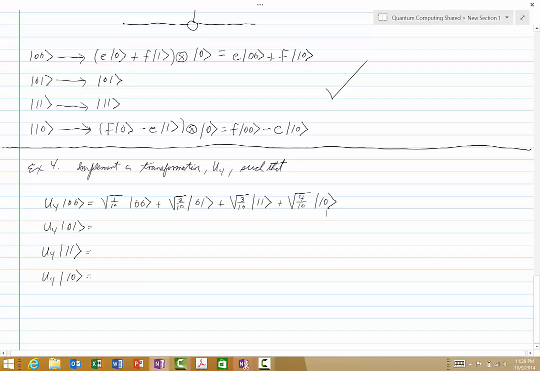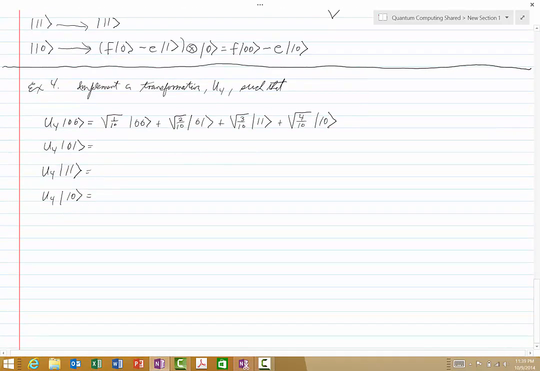And we're free to choose how it will act upon the others, but we want this to be a unitary transformation. So let's begin thinking for a moment about the matrix for this. Okay, so in the first column we'll have square root of 1/10, square root of 2/10, square root of 3/10, and finally square root of 4/10.